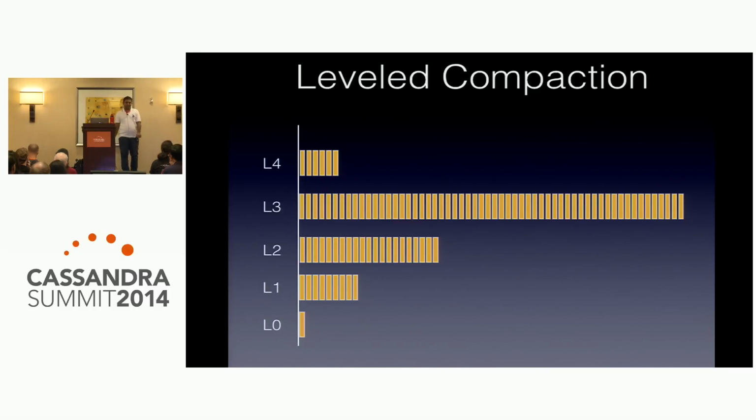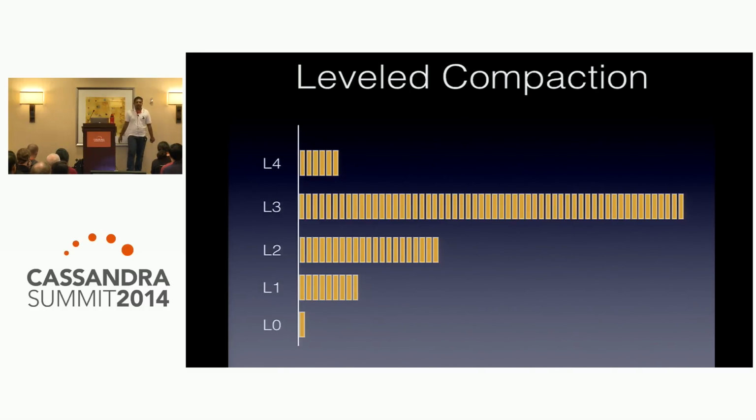So in this case, you have 5 levels, L0 to L4. In a level compaction, all SS tables are of the same size. In 2.0, the default is 160 MB. And the SS tables are spread across multiple levels, and in each level, all the SS tables are non-overlapping. What that means is any SQL partition will only be present in one SS table per level.